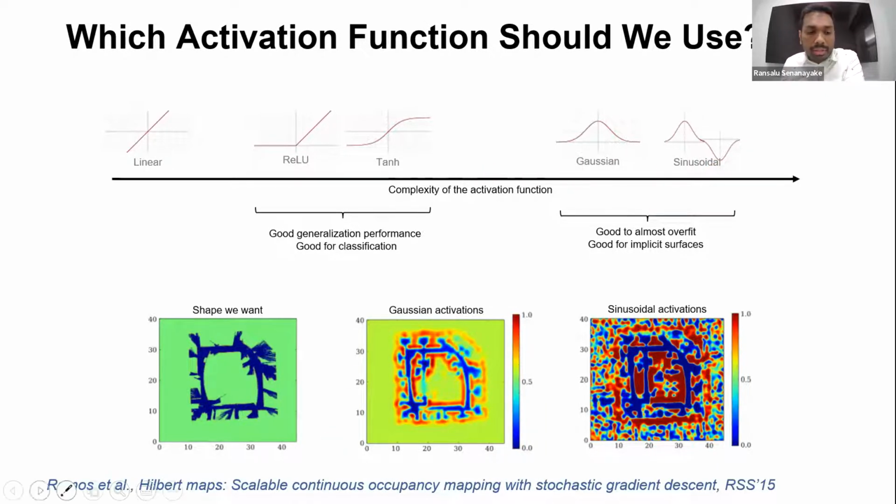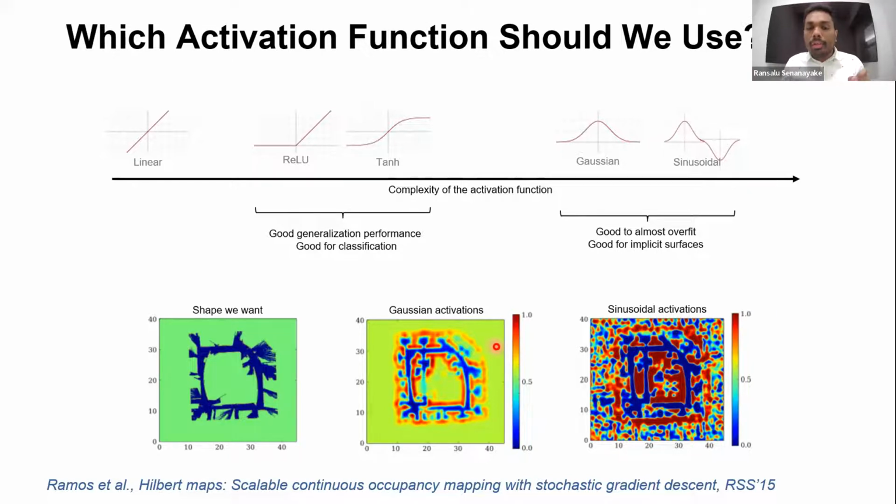I recommend looking at this paper from Ramos. Basically, if this is the shape we want to look at, this is a 2D projection of a building. We can see this blue area is the area that we need to navigate. This is the blue area you can see if you use Gaussian activations. If you use sinusoidal or periodic activations, this is what you get. You still get blue area, but the problem with these sinusoidal activations is you cannot extrapolate or interpolate.